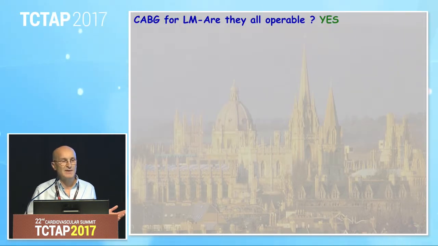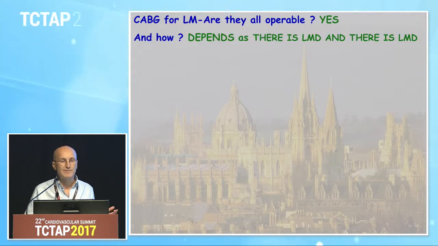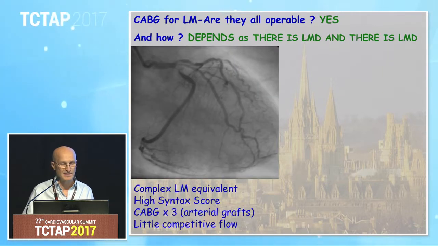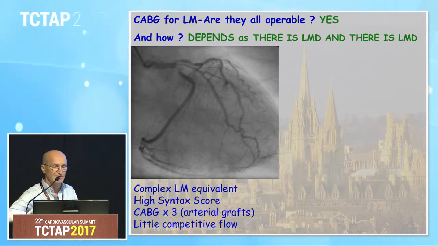The next question for CABG: are all left mains operable? And the answer is yes. And how should we do CABG? Well, it depends, because there is left main disease and there is left main disease. In this angiogram, it shows complex left main equivalent disease.